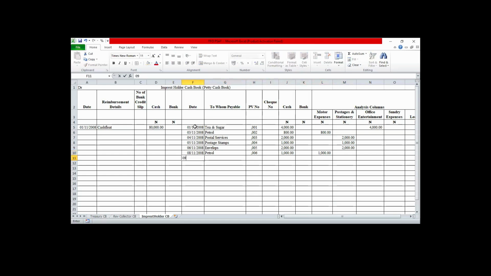9th of November. Okay. Gifts. Gift, Abi. Yes. 4,000. That is part of entertainment. You could put it under sundry expenses, it will not penalize you. But we can put it under office entertainment. When you give somebody a gift, it's part of what you use to entertain the person. The next one, 12th of November.